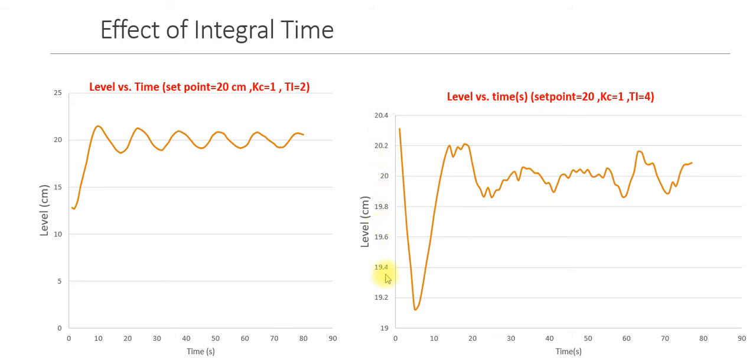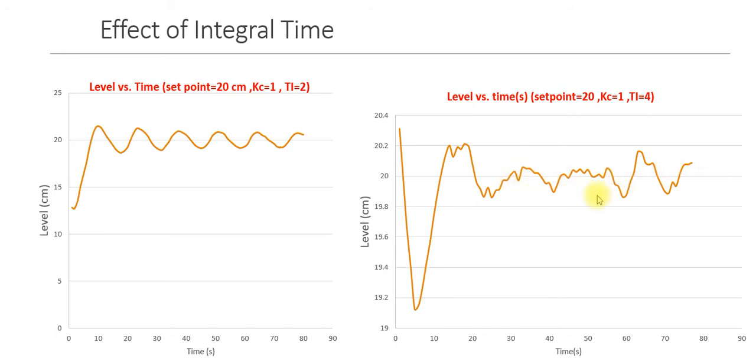First of all, look at the scale here. The scale here is 19.2 to 20.2. Okay, and it looks like there was some disturbance here, and look here. So it is varying from 19.9 to 20.1. So it is like the set point is 20, and it is oscillating around plus minus 0.1.